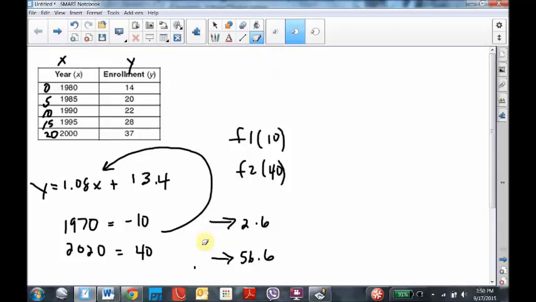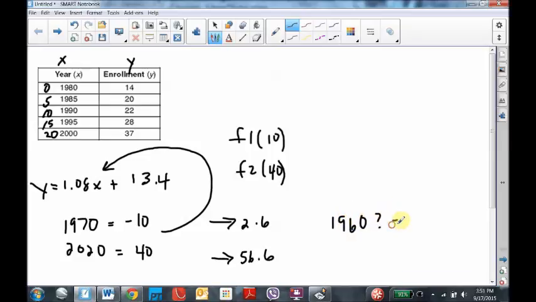Now, a lot of times what can be wrong with models is that if I went to like 1960, what would happen? Well, in 1960 I'd probably have a negative enrollment. We know that's not true. And what if I went to like 2100? Well, I'd have such a large enrollment, I'd probably never be able to teach the class. So sometimes, again, the linear isn't always the best, but for values that are not too far off, or the values that are in between, it's a pretty good model.